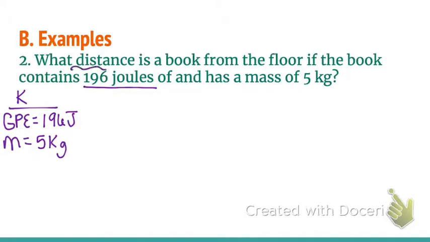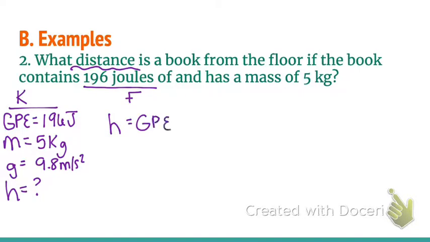It says here, what is the distance? That means I'm finding the height. So that means the last thing I need is what my acceleration due to gravity is. We can safely assume we're here on Earth, so we're going to use that 9.8. Our formula: if you go to your formula sheet, you're going to see that height is equal to GPE over your mass times g.